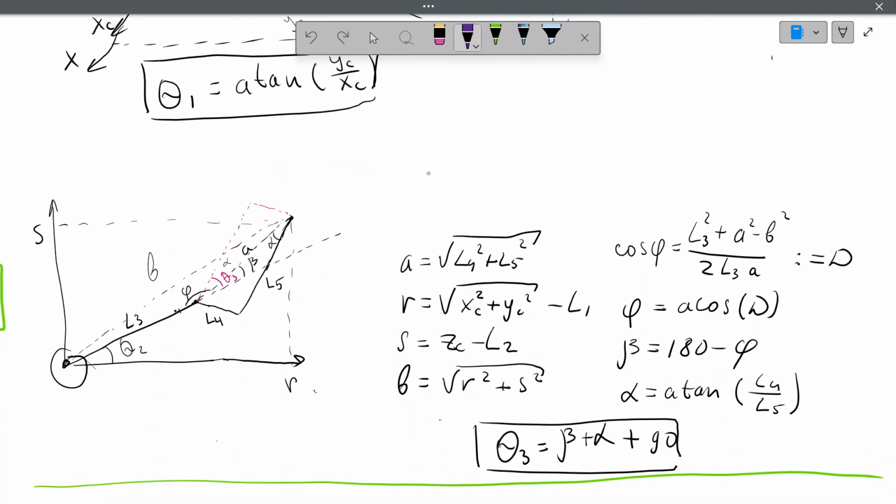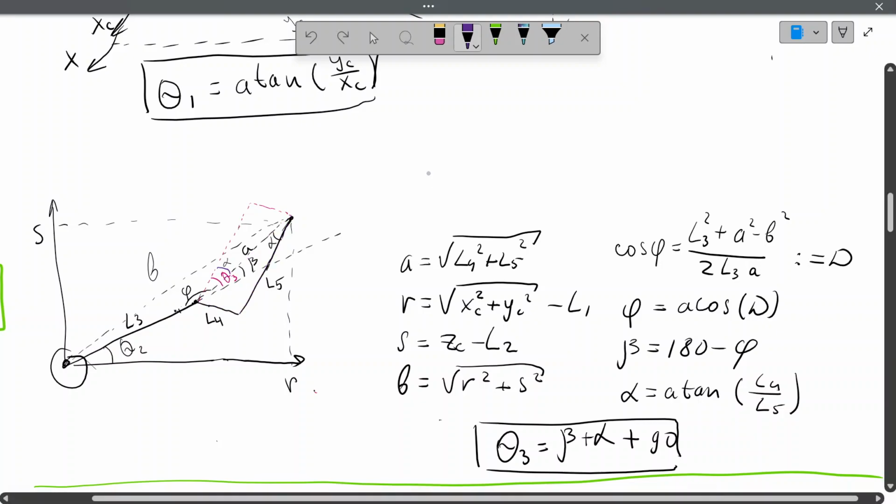Next we also have the alpha angle. So alpha angle is this one. If we draw it to the rectangle, we also will have the alpha angle here. So this and this are alpha angle. So this one, this one. So alpha we can find by considering this triangle. So it will be tangent, L4 over L5. So this is our alpha.